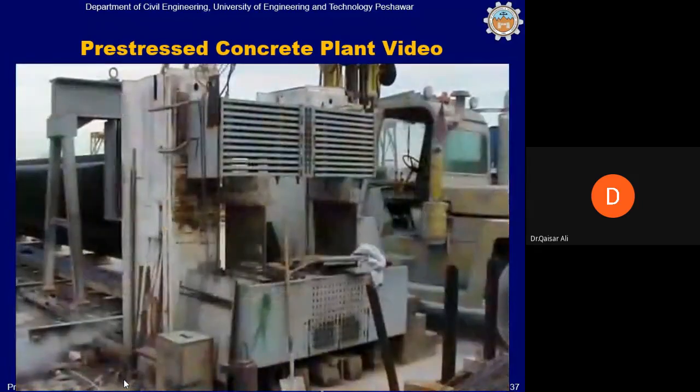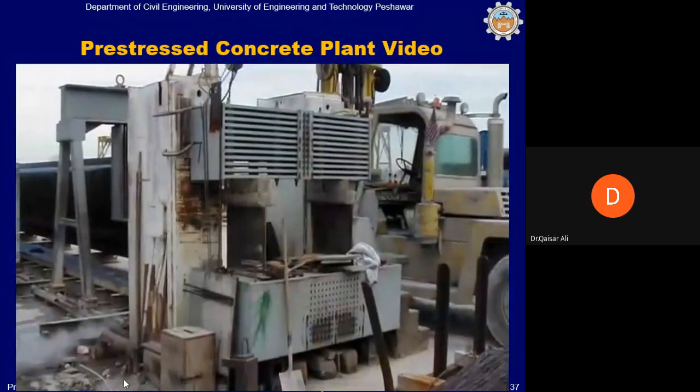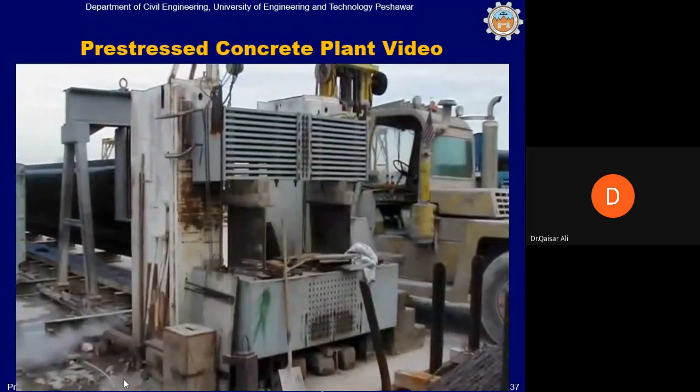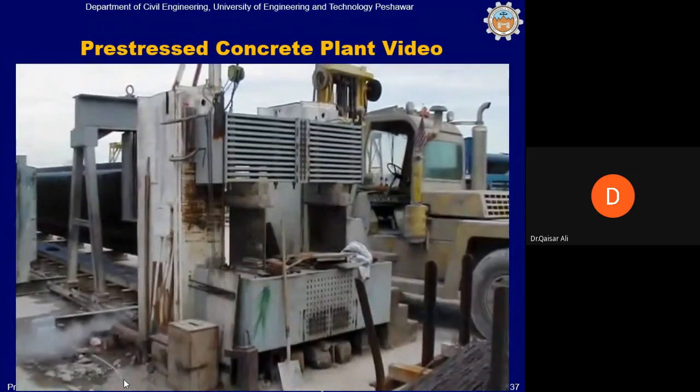Sometimes the producer may use a form that is set between bulkheads that are built right into the ground. The pre-stressing force is then resisted entirely by the bulkheads and their foundations.